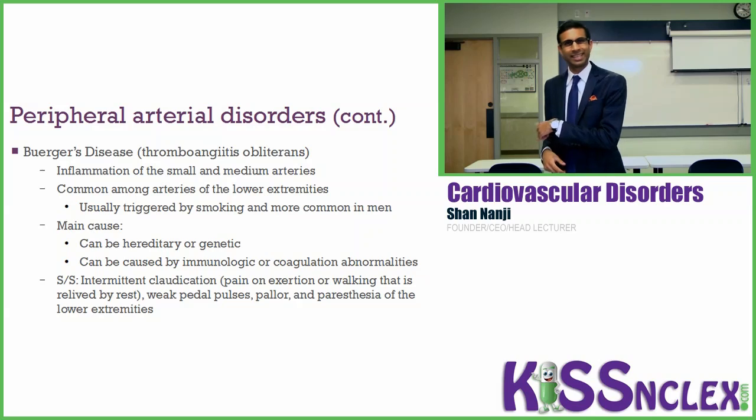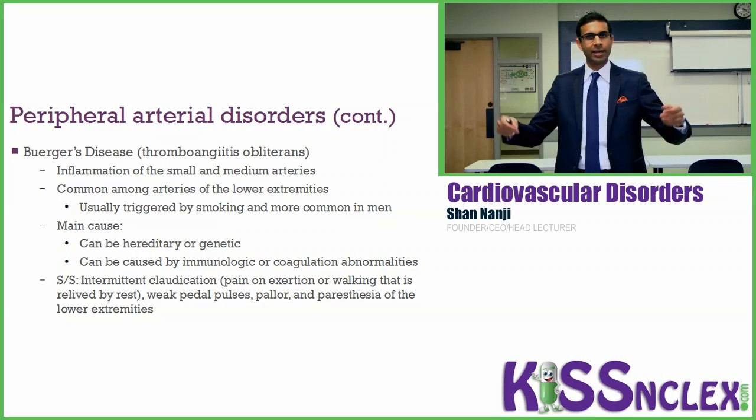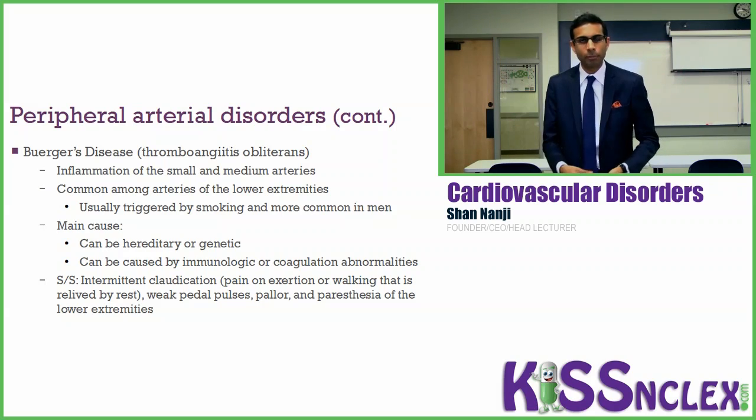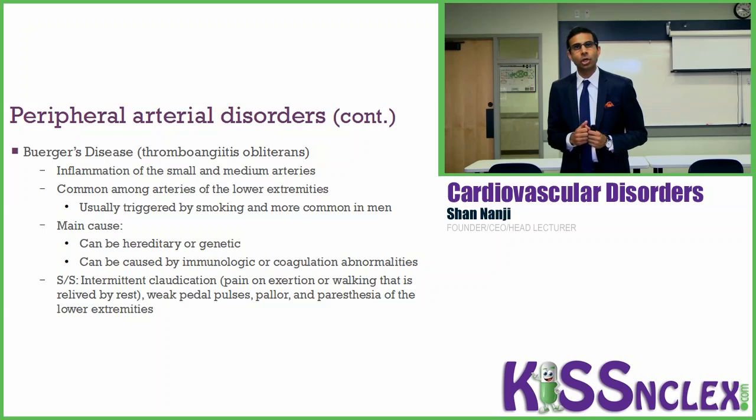It's not really the smoking, it's the nicotine. So if they're injecting the nicotine, if they're chewing the nicotine, if they're smoking the nicotine, they're going to have enough vasoconstriction to compromise blood flow to the peripherals. We call that thromboangiitis obliterans.